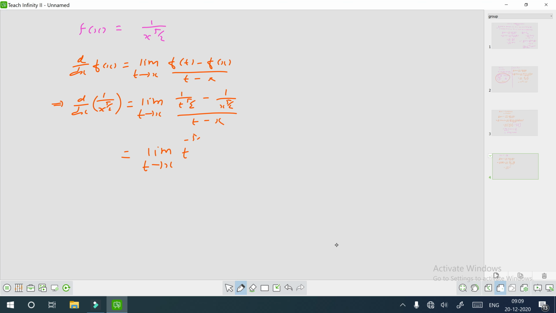Can I write it in this way? Yes, why not? Once again in that form. So constant into n times constant raised to n minus 1, minus 5 by 2 x raised to minus 7 by 2. Then easy. Yes.